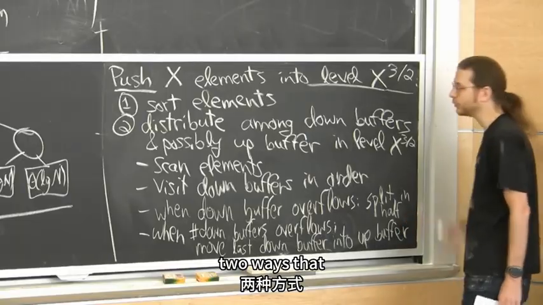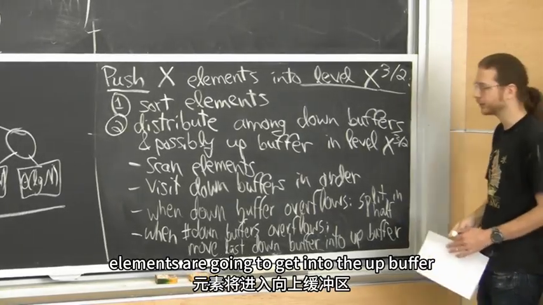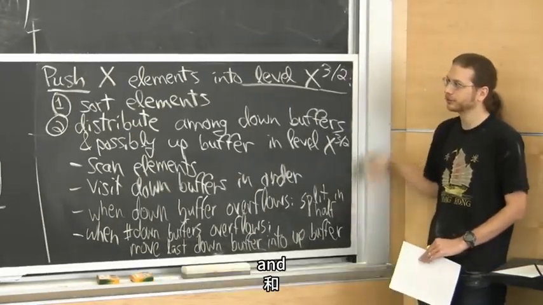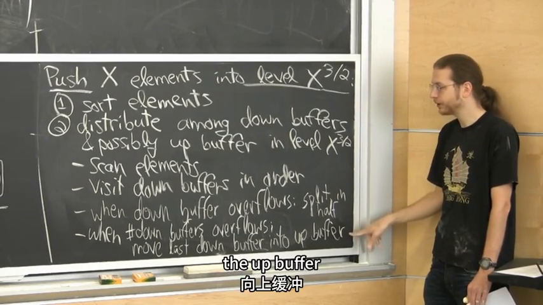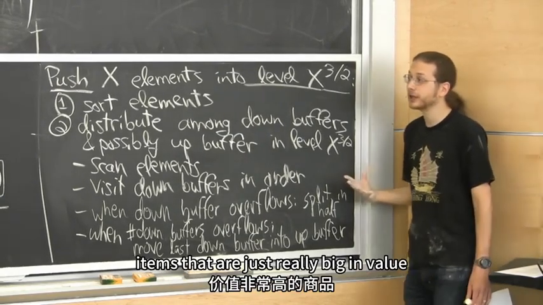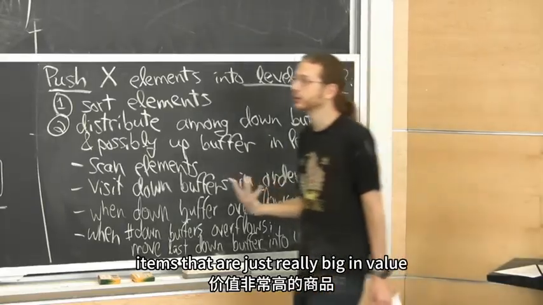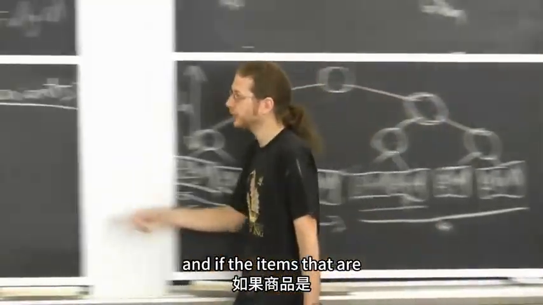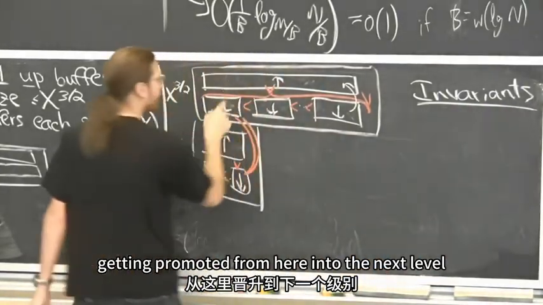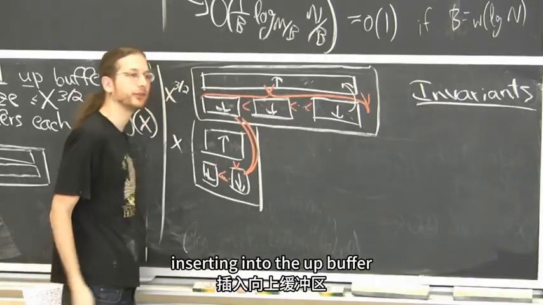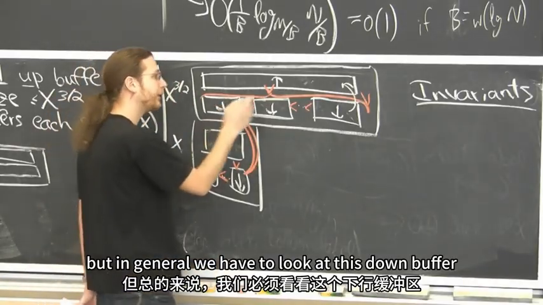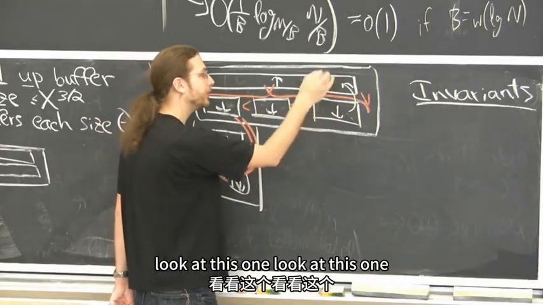Okay, so there's basically two ways that elements are going to get into the up buffer. One way is that we run out of down buffers, and so the last down buffer starts getting promoted into the up buffer. The other possibility is that we're inserting items that are just really big in value. And if the items that are getting promoted from here into the next level just happen to be larger than all these items, we will immediately start inserting into the up buffer. But in general, we have to look at this down buffer, look at this one, then that one.